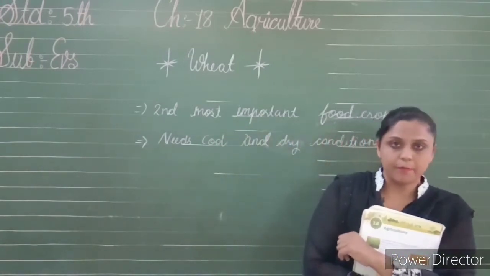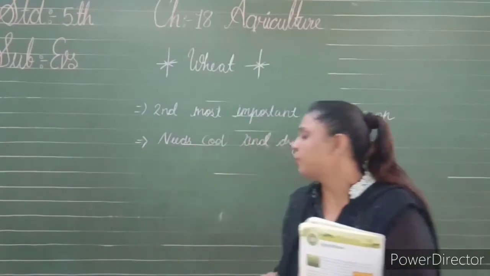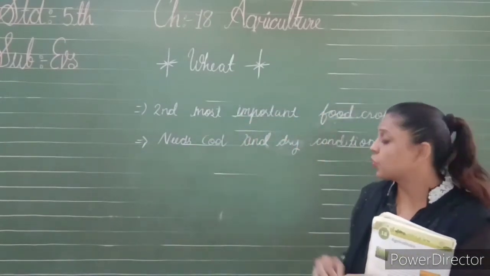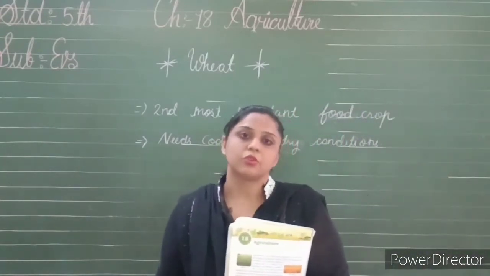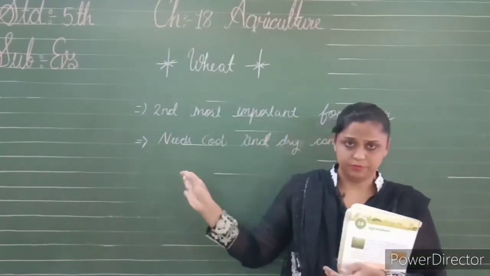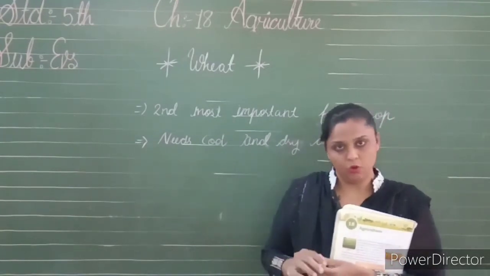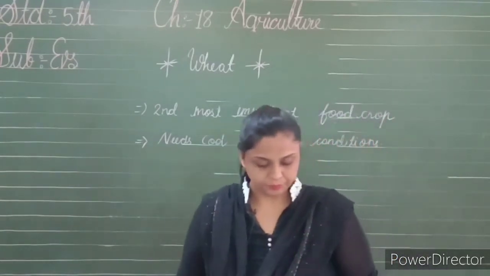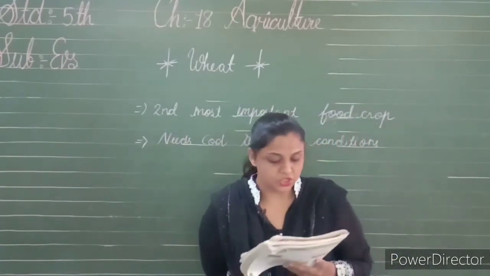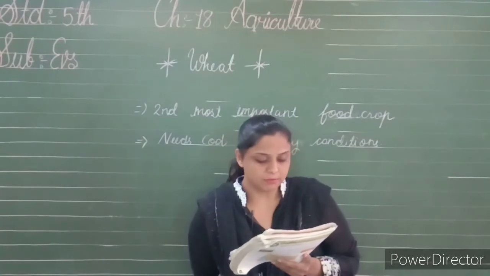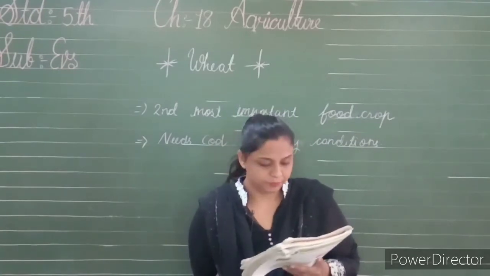So what kind of temperature or climate does wheat need to grow? It needs a cool and dry temperature or condition. Okay, so this is harvested in the winter only. Okay, now we will see which states produce wheat. So Punjab, Haryana, Uttar Pradesh, Gujarat, Madhya Pradesh are the major wheat producing states.